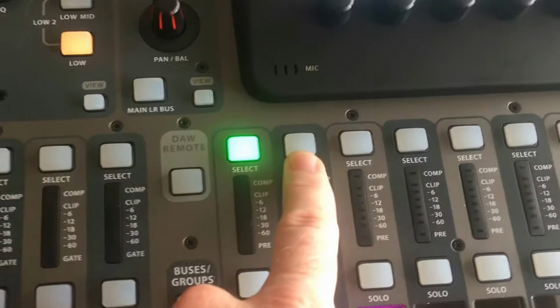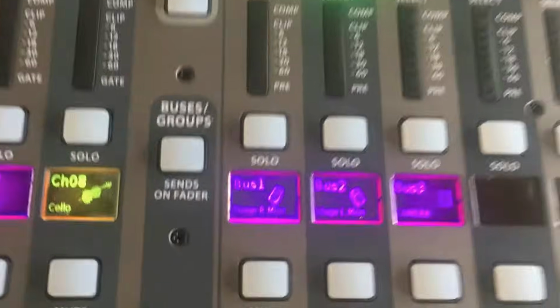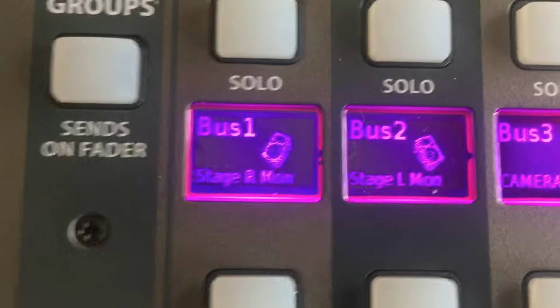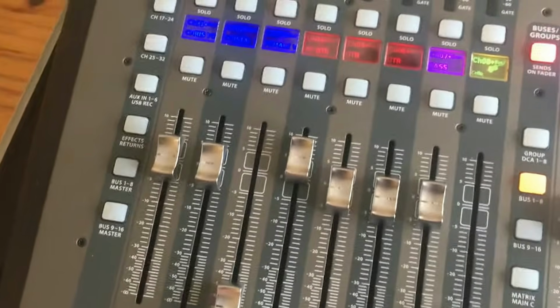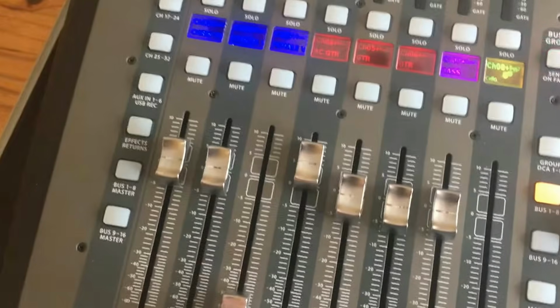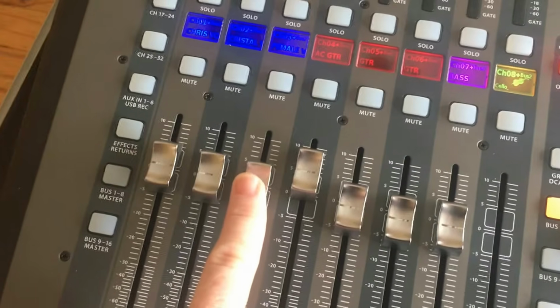Same thing for Randy and Jim's monitor. That's this one here. I'll select it. That's bus number 2, stage left monitor. I'll hit sends on fader. And let's say Abby, in fact, Abby's going to be singing with us this Sunday. And let's say Randy wants more of her in the monitor. So I'll bump her up there. And then let's say he's happy with it.